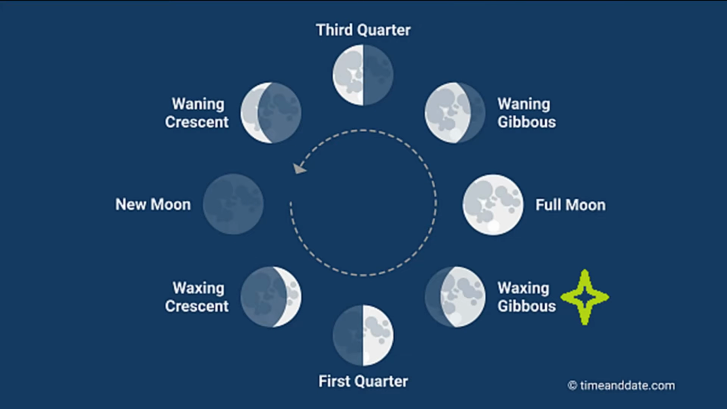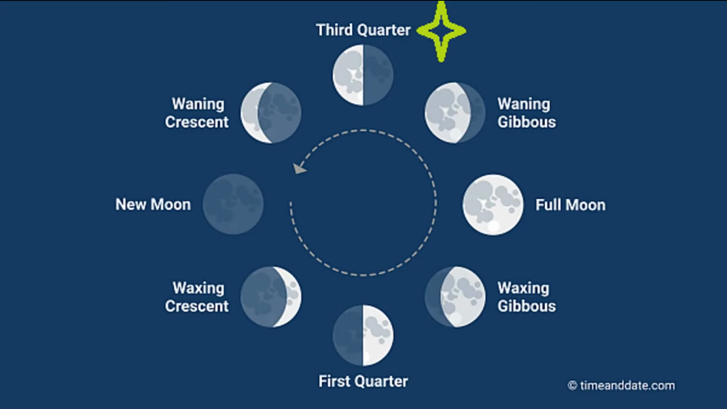Next, we have the waxing gibbous phase. It means that it's going to be getting bigger and it looks like it's halfway between a half moon and a full moon. And now we have my favorite phase, which is the full moon. That is when the moon is completely illuminated and it's usually very, very bright in the sky. And now the moon is going to appear to get smaller, and this is its waning gibbous phase, which is kind of the opposite of waxing.